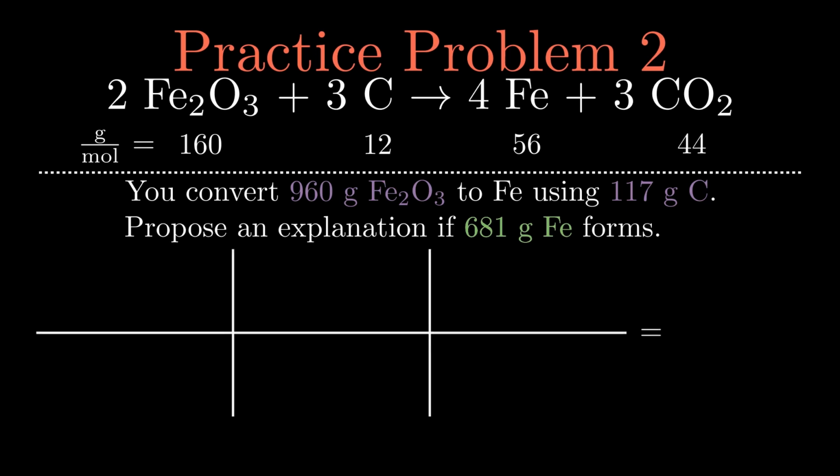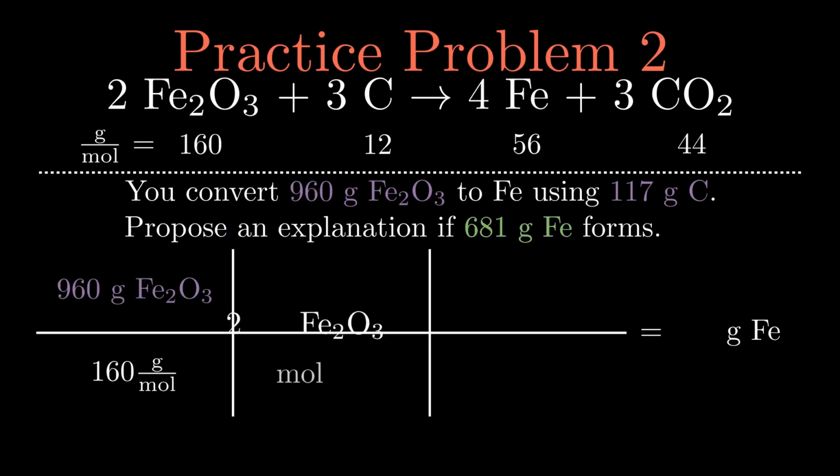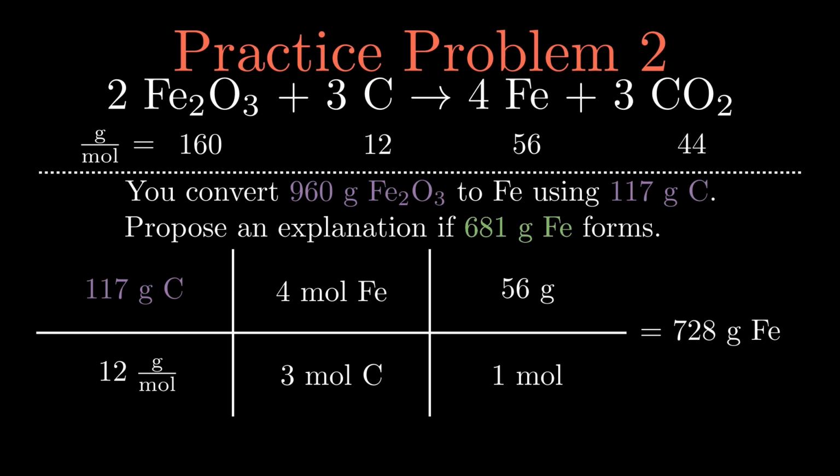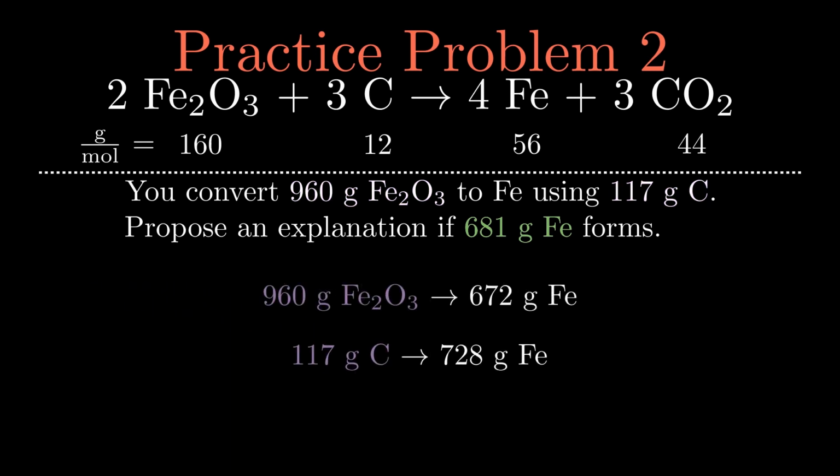Let's set up the first of two stoichiometry grids to determine how much iron should form. In this grid, we'll put the 960 grams of iron oxide since it appears first in the question. After completing the grid and solving for iron, we get a result of 672 grams. In the next grid, we replace the iron oxide information with carbon. This calculation results in 728 grams of iron forming. Because the mass of iron oxide produces less iron, it must be the limiting reagent. The 672 grams of iron produced by the limiting reagent is therefore the theoretical yield.